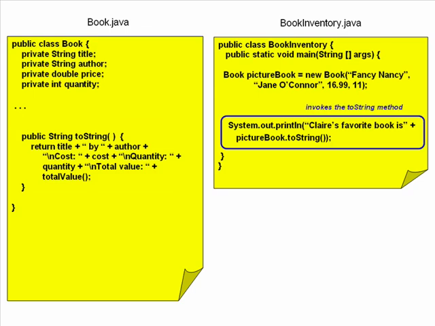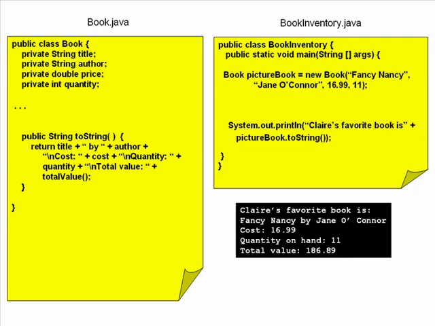And so you'll notice over here in our book inventory program, our client program, instead of having to print each individual field by calling the get method, the accessor method, we can just say Claire's favorite book is pictureBook.toString to call that method. And that'll give us all of the output from the toString method. So we can see the status of the object.